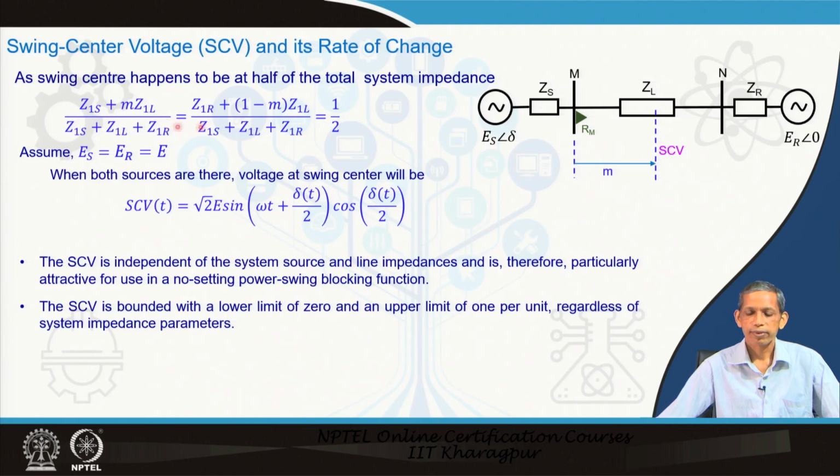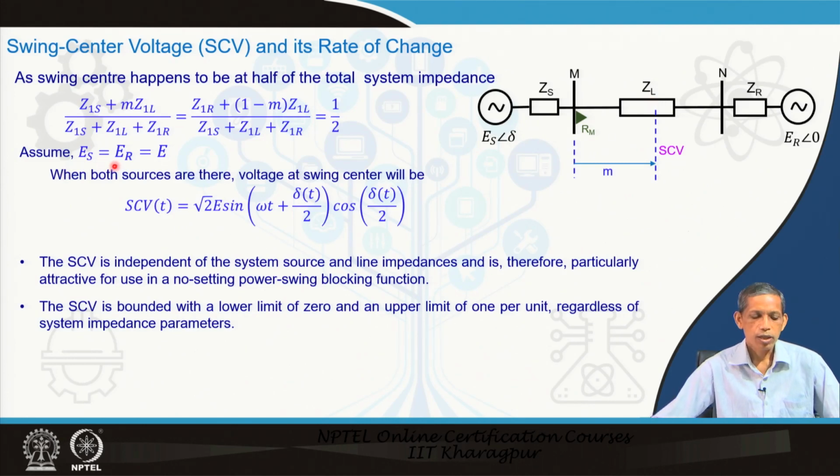Now, we know earlier also that this location is half from both the sides. The swing center or electric center is half of the total impedance of the line, ZS plus ZL plus ZR. So, these two impedances which we are looking at from this side or that side, which we calculated in the earlier slide, Z1S plus m Z1L upon total impedance, Z1L plus (1 minus m) Z1L upon total impedance, become equal to half, because it points to that point only.